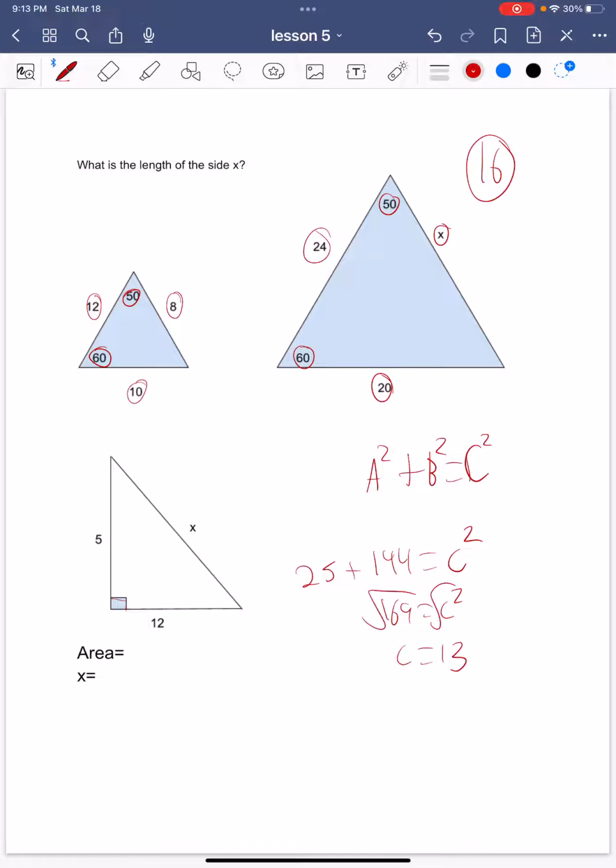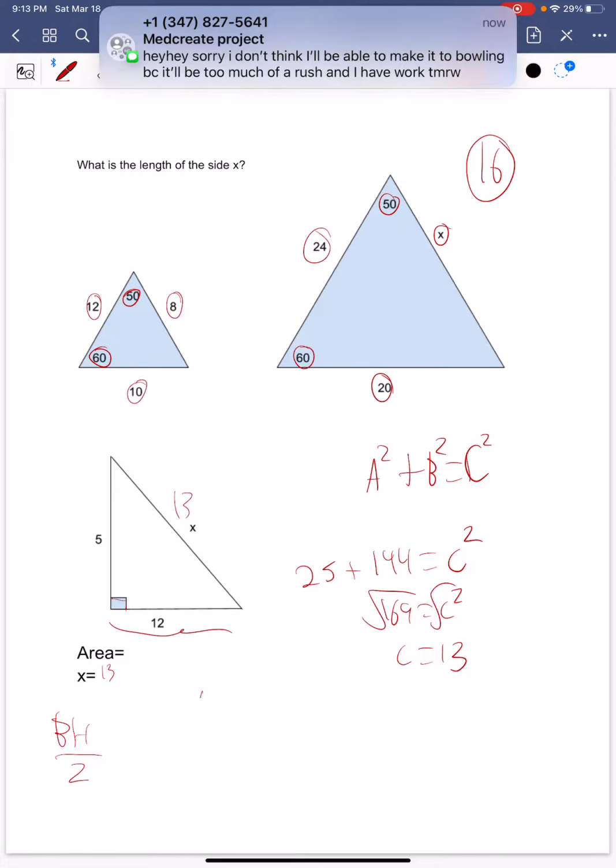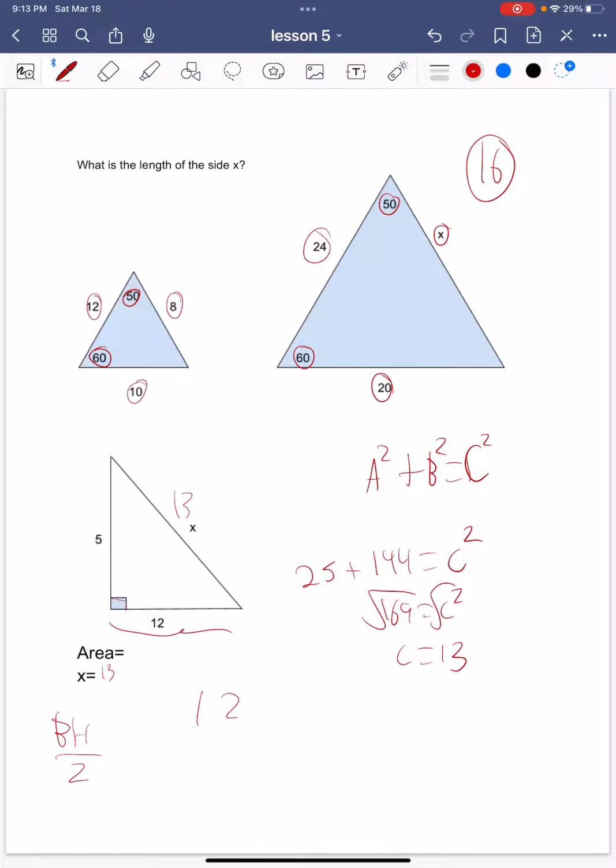Or c in this case is the hypotenuse, which is x. So x is 13. And what's the area? Area of a triangle is length times width divided by 2, or base times height divided by 2. In this case, the base is 12 and the height is 5. Divided by 2 is 60 divided by 2, which is 30.